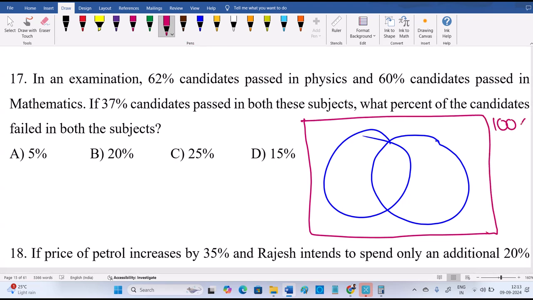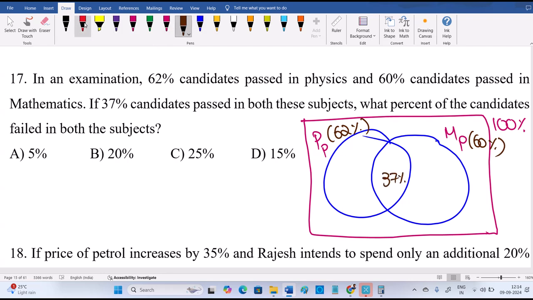Entire area 100%. Physics pass 62, maths pass 60. Physics pass is 62, maths pass is 60. Passed both is 37%. Failed both.